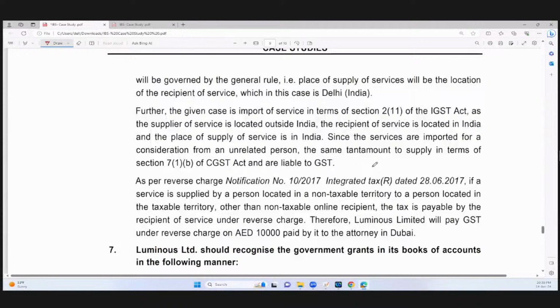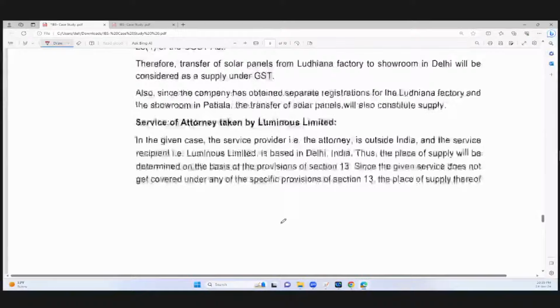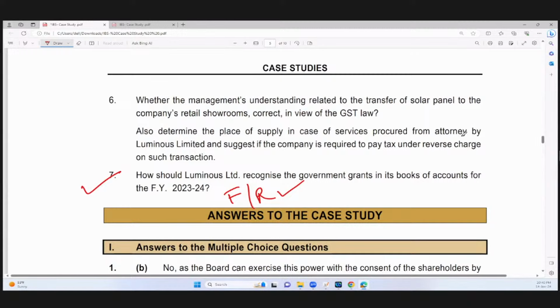If a service is supplied by a person located in a non-taxable territory to a person located in taxable territory other than non-taxable online recipient, the tax is payable on reverse charge basis. So, aap dekho students ki kitne minutely question pucha, aur question main aapko dikhata hoon ki determine the place of supply in case of services procured from attorney by Luminous Limited and if the company is required to pay tax under reverse charge on such transactions.